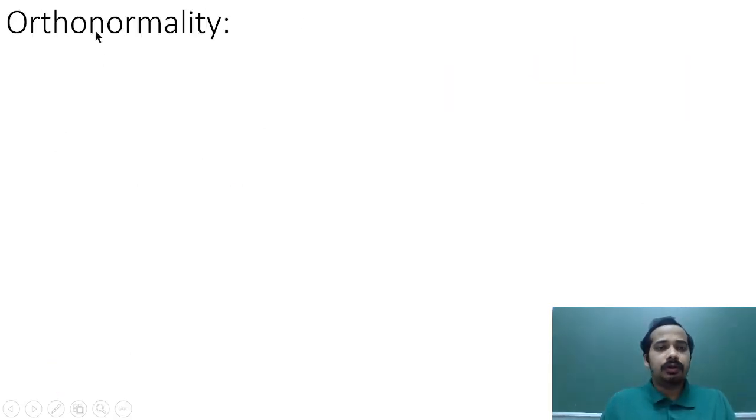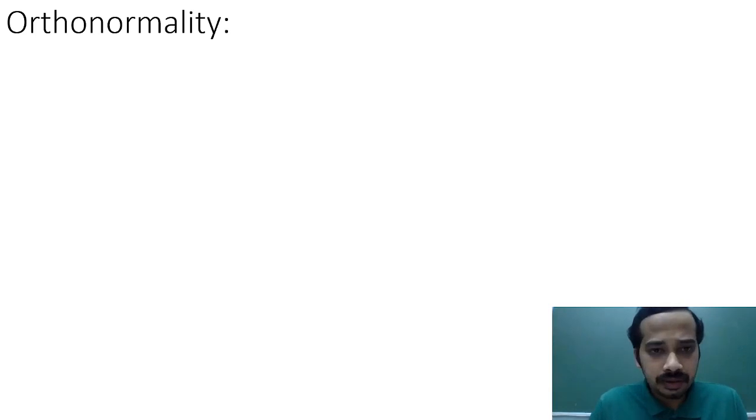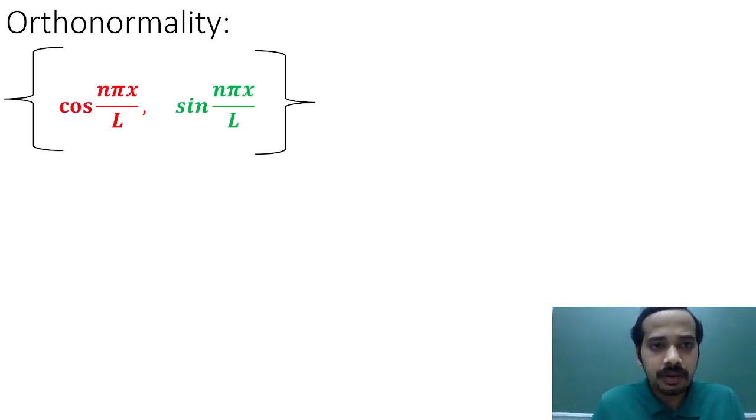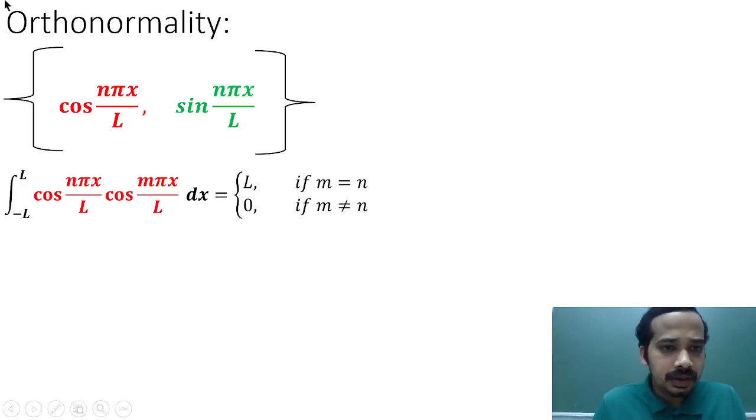They follow some orthonormality. Why orthonormality, orthogonality? These are words we usually use for vectors. We shall see why they come here, because of the similarity. So these are the basis functions we have chosen. If you multiply any two of these and integrate from minus L to plus L, they follow this kind of relation. If m equal to n, it will be L. If m not equal to n, it will be 0.